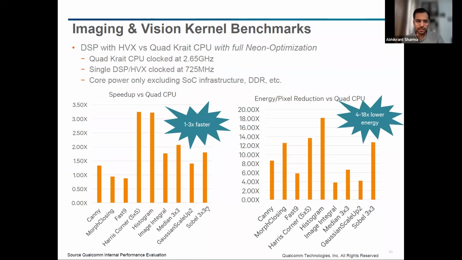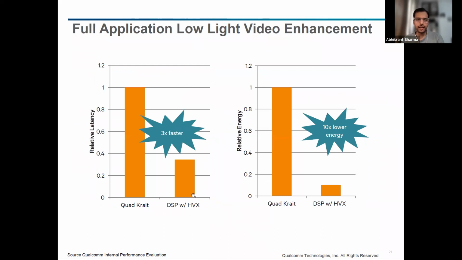So in this graph, we are talking mostly about smaller image processing kernels, but we also have data for a full-fledged application, which is an end-to-end use case. It's not just performing a single very small task like some kind of filtering, but we have data for a low-light video enhancement algorithm.